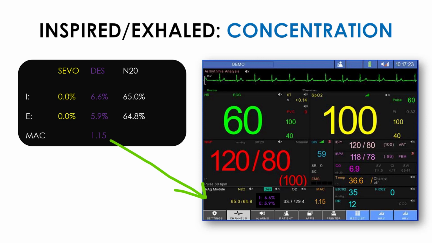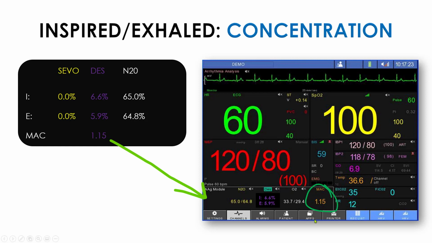Here's an anesthesia monitor. You're going to need to learn how to read these anesthesia monitors. This patient is getting desflurane. You can see right here it says des. You see an I and you see an E. I means inspired concentration. So they're delivering 6.6% desflurane. That's the uptake. The exhaled tidal volume is what E stands for, end tidal volume. They're breathing out 5.9%.